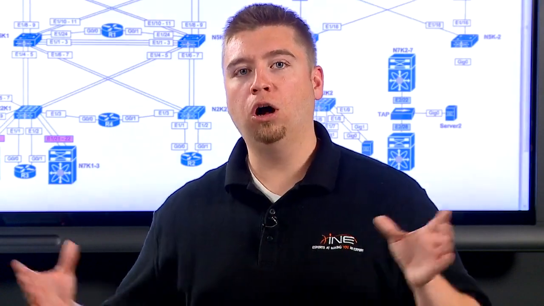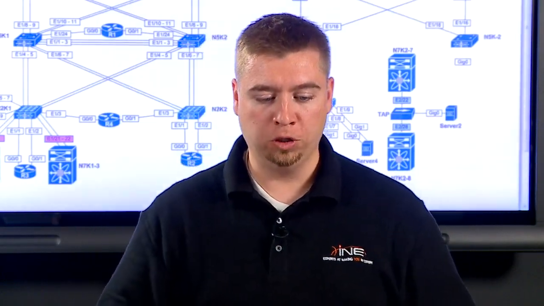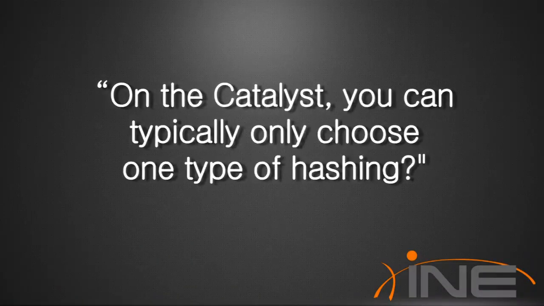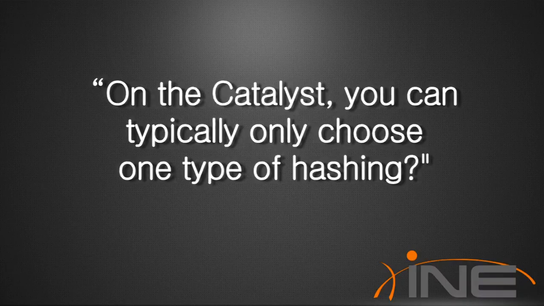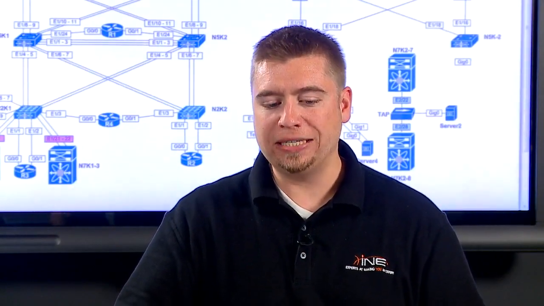But ideally, if you have the most possible fields as input to load balancing, you're going to end up with a better traffic distribution. Because I'm going to assume that if I look at just my MAC pairs versus my MAC pairs and IP pairs, or MAC pairs, IP pairs, and layer 4 pairs, all of that together is going to end up in a better random distribution of what the ultimate traffic flows would be. There's a question on the Catalyst. You can typically choose only one type of hashing. It really depends on the particular platform and the version. But the syntax is going to be the same.